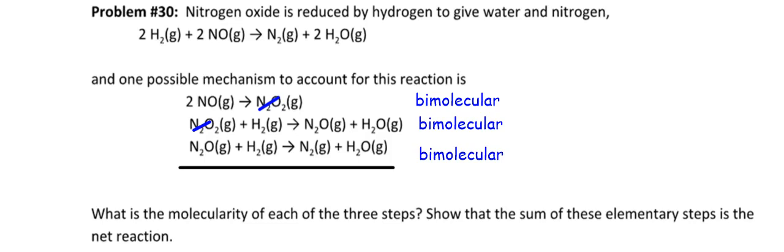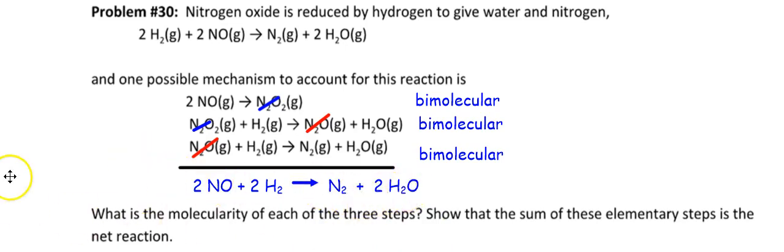Is there anything else I can cancel out? Looks like N2O and N2O. They can also be created and then used up. So is there anything else I can cancel out? No. So what's my overall reaction? Well, if I add up everything over here, looks like 2 NOs plus 2 H2s. And what's left over here, I get 1 N2 and 2 waters. All right, so here we go, N2 plus 2 waters. So that's my net overall reaction.